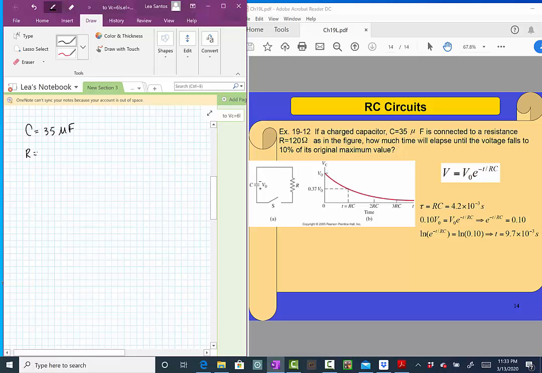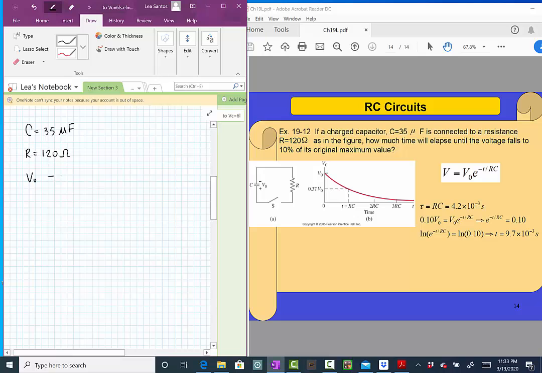120 ohms. Okay, we want to know how much time will elapse, how much time will it take for the voltage to drop, for the voltage to fall to 10% of its original value. They didn't give us this original value. They say that this original value is just V naught.